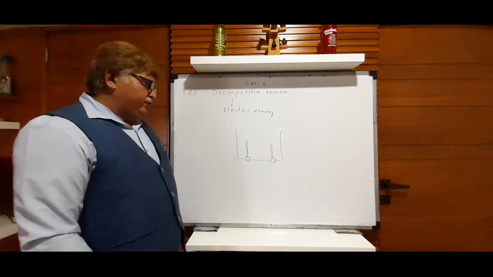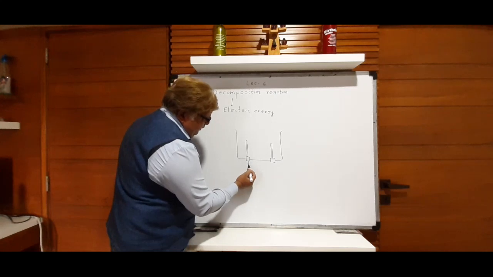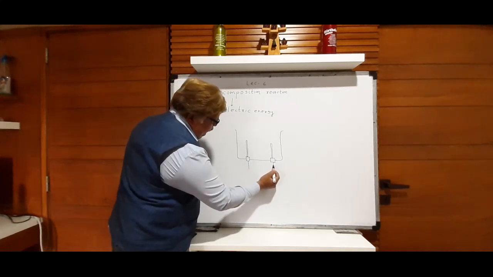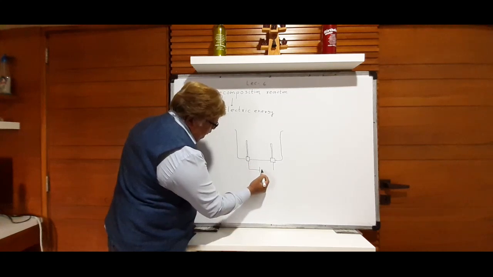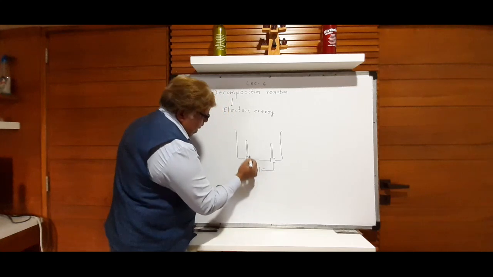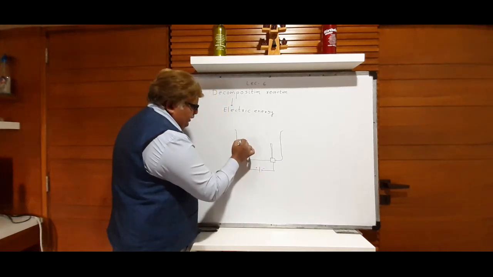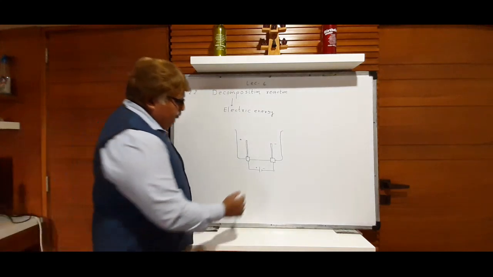Carbon electrodes we have taken, inserted there, and then they are connected with a 6-volt battery. We do not require more. 6-volt battery I have connected. This is positive, this is negative. This turns out to be anode and this turns out to be cathode.